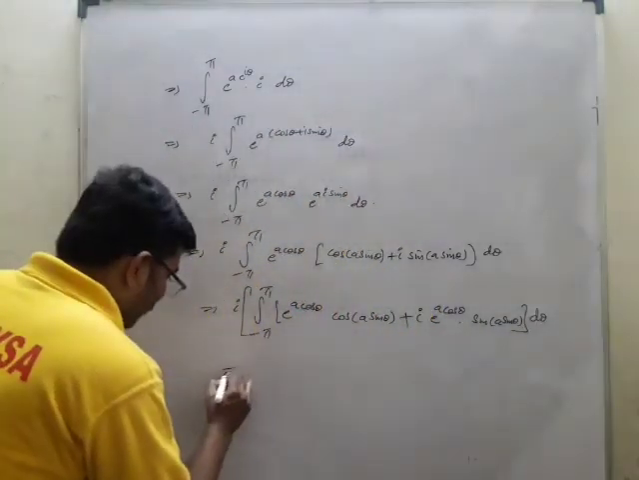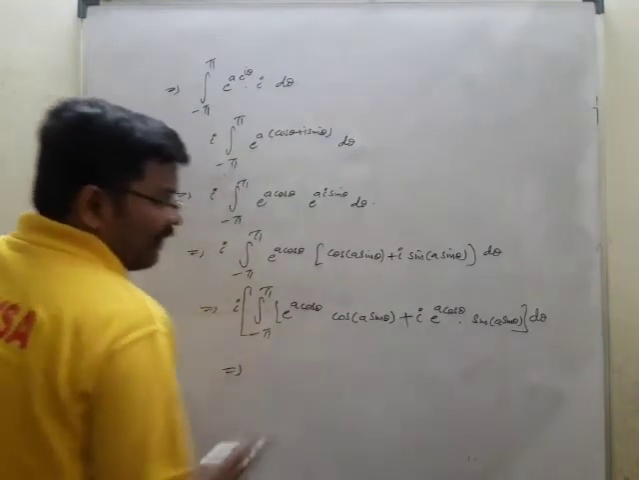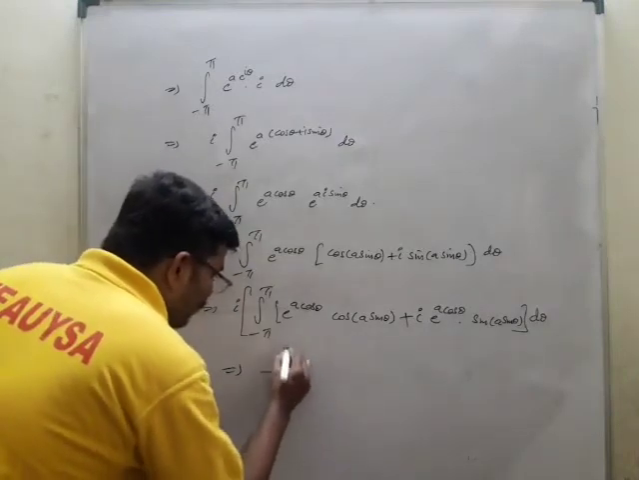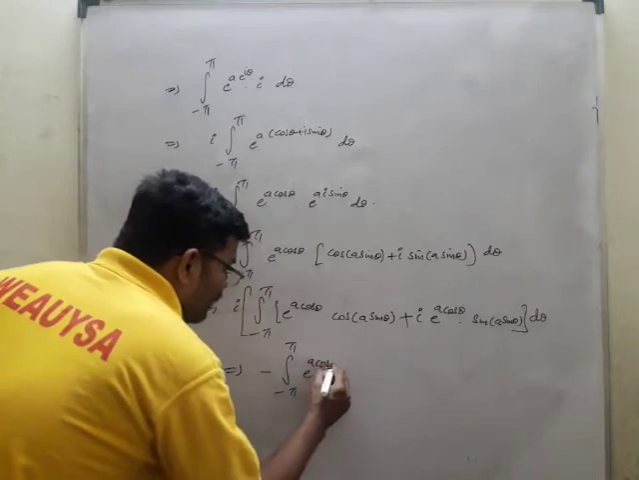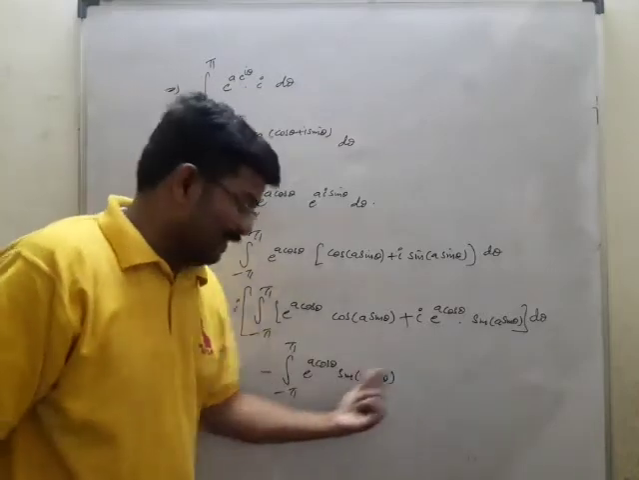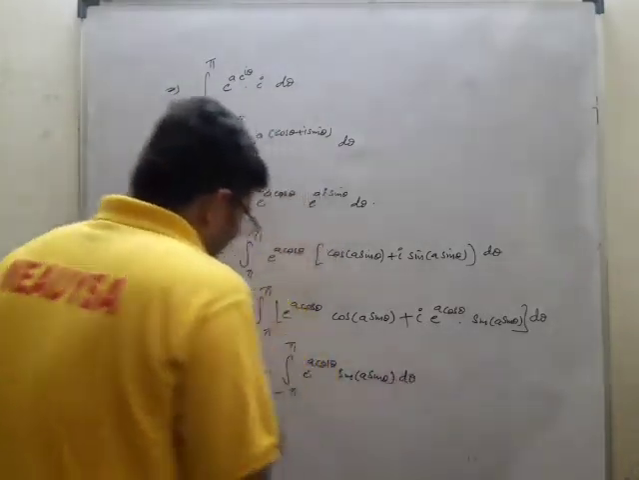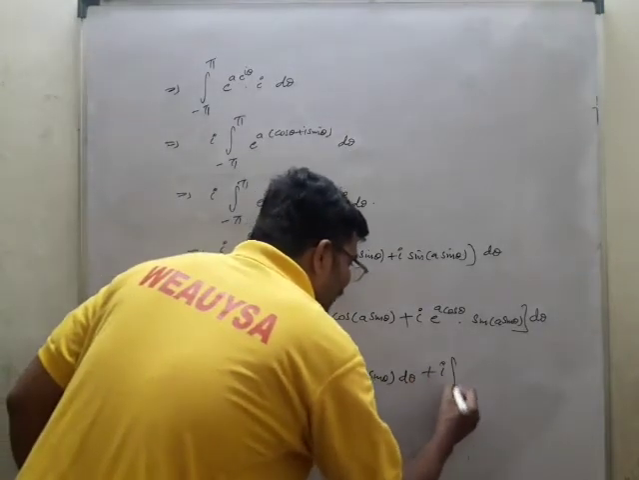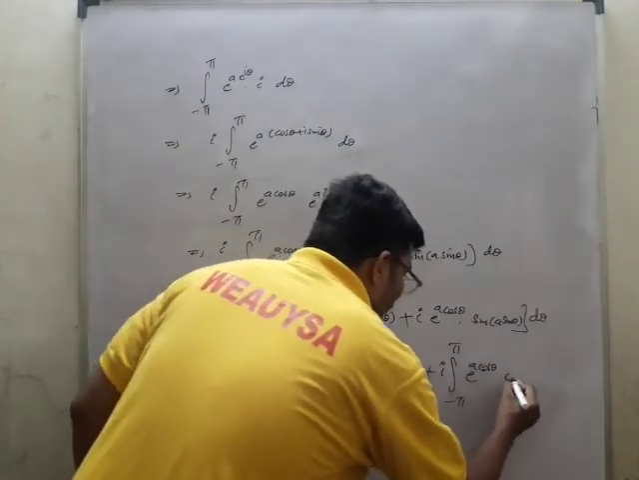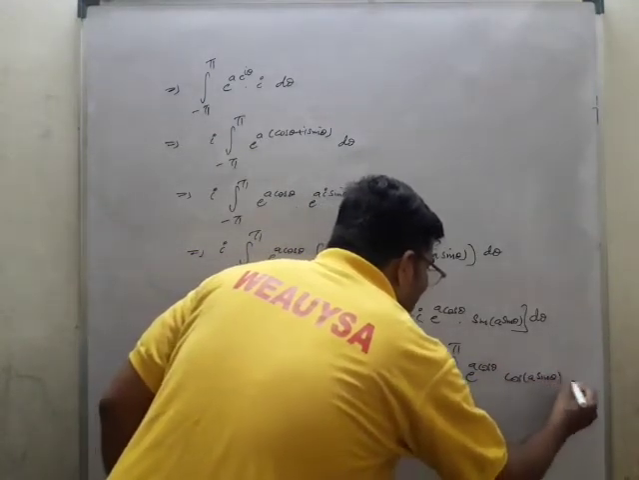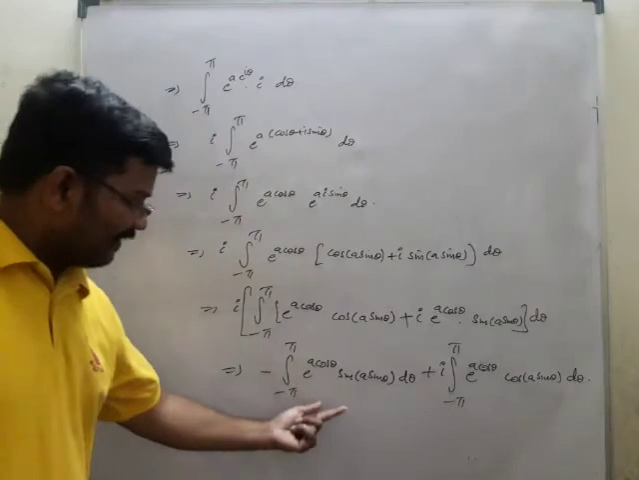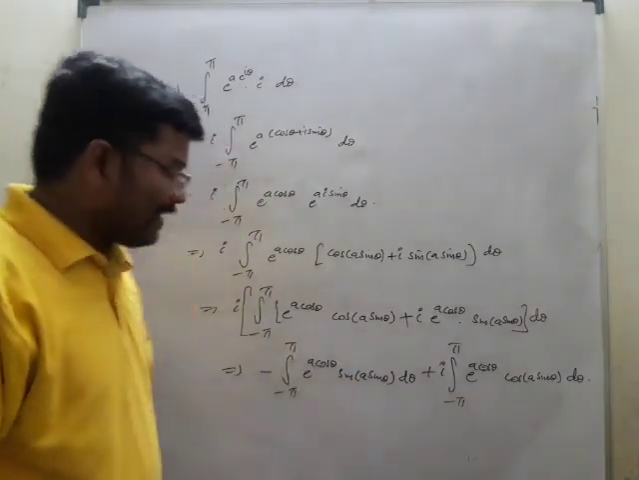Now if I multiply i into i, that is i square, which will become minus. So minus the integral from minus pi to pi of e power a cos theta sin(a sin theta) d theta. This is the first time I am writing it like this. Then plus i into the integral from minus pi to pi of e power a cos theta cos(a sin theta) d theta. I have just made it into two parts like this: this is a real part, this is an imaginary part.